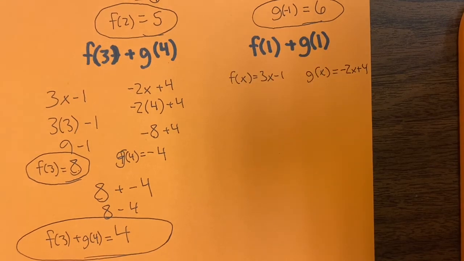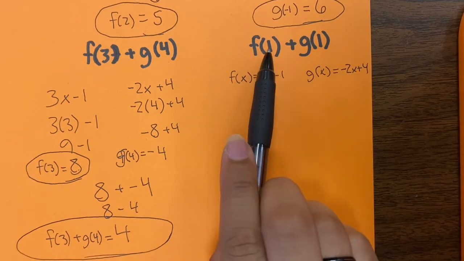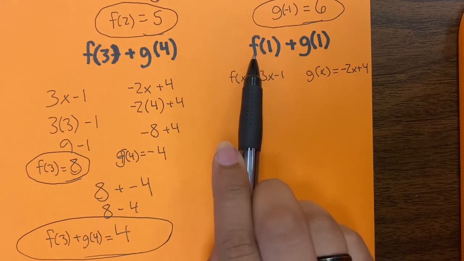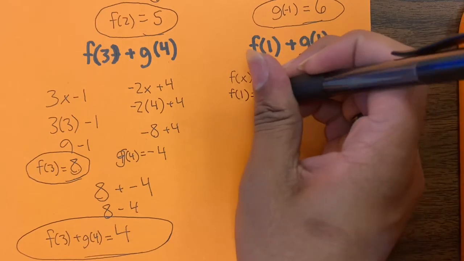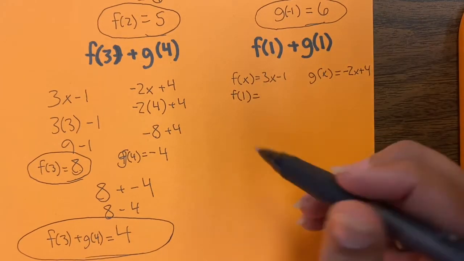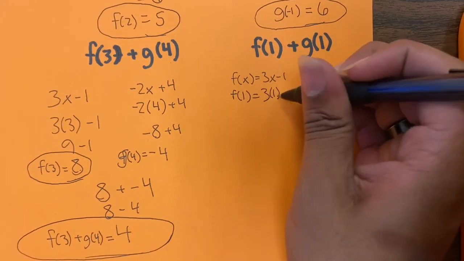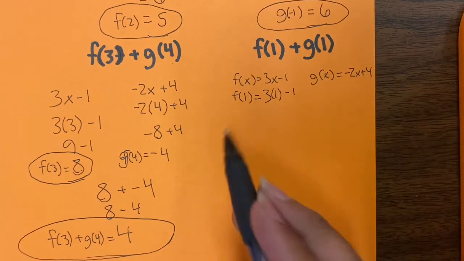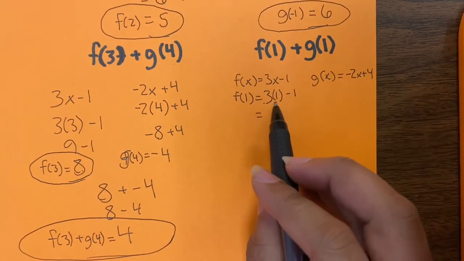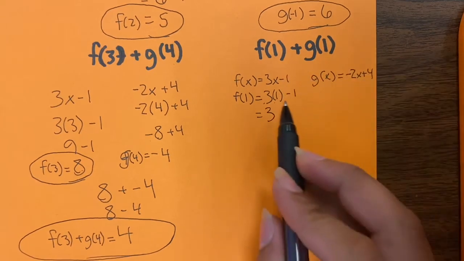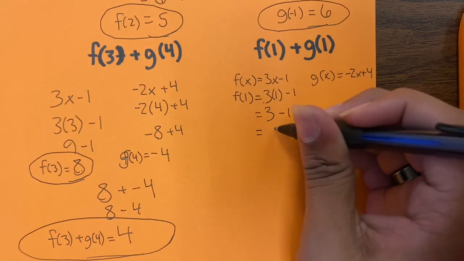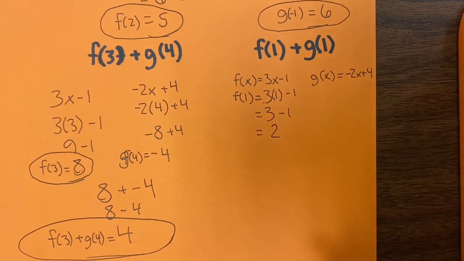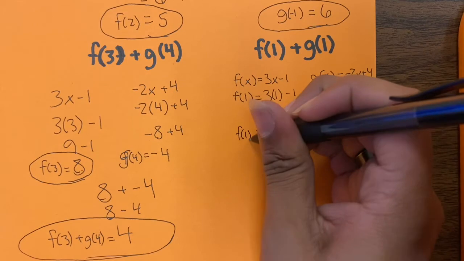So we have f of x equals 3x minus 1. It wants me to evaluate when x is 1 for the f function. So f of 1 equals, and then I'm going to replace my x with 1. So 3 times 1, and then minus 1. Then I'm going to solve. So 3 times 1 gives me 3. Bring down the minus 1. 3 minus 1 is 2. So f of 1 equals 2.